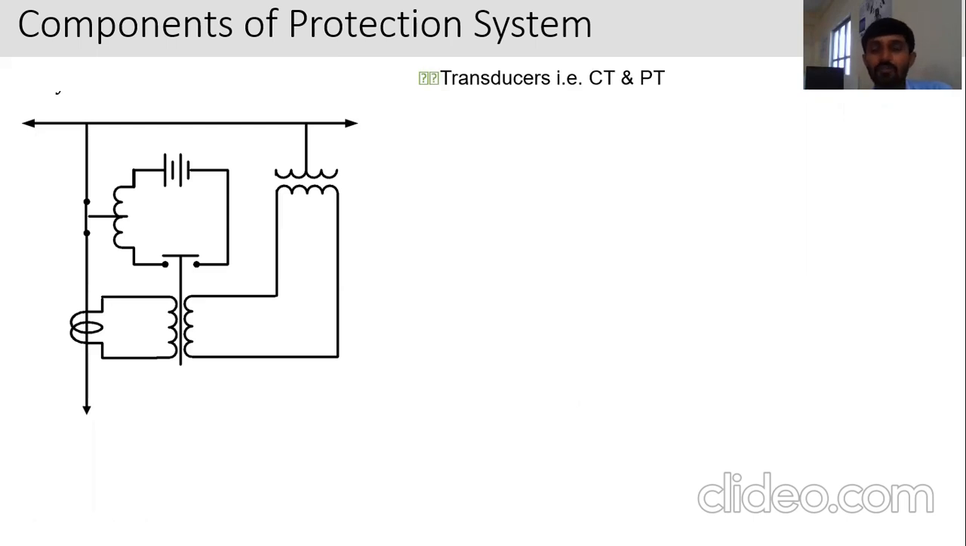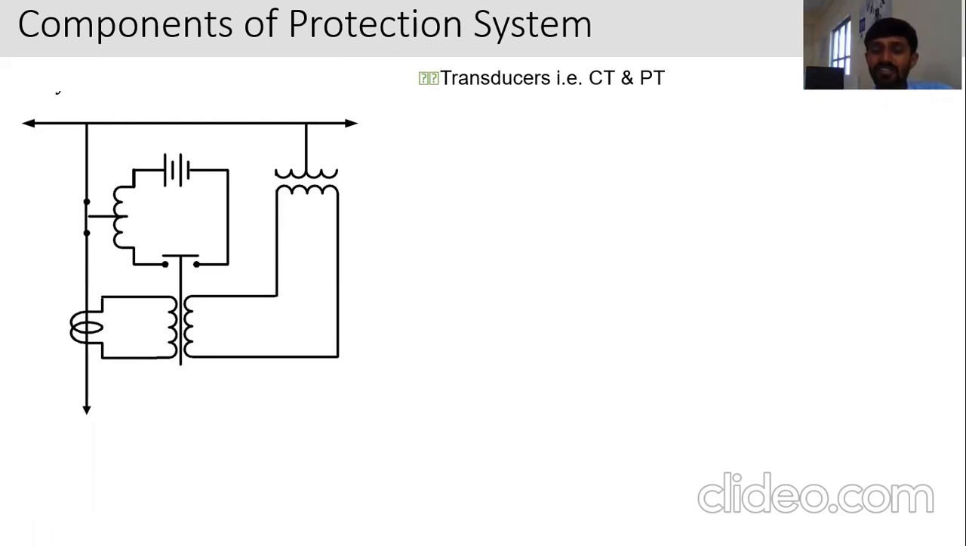For protection, the first equipment we need is a transducer like a CT or PT. Why do we need a transducer, CT or PT? First of all, we need system measurements. For current measurement we use the CT, the current transformer, and for voltage measurement we use the PT, the potential transformer.